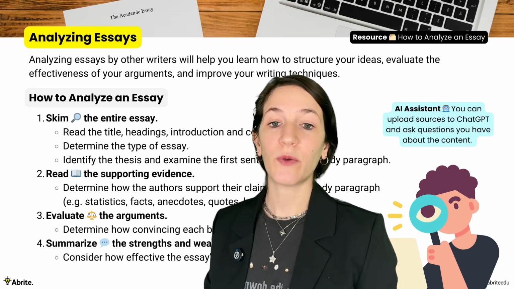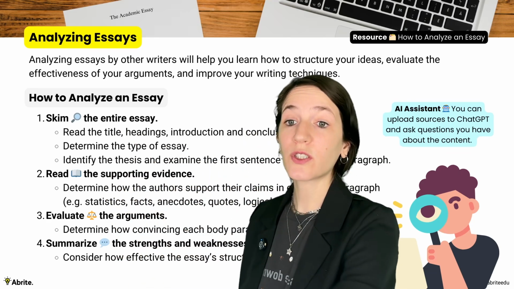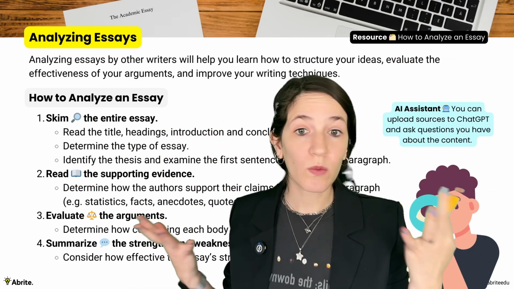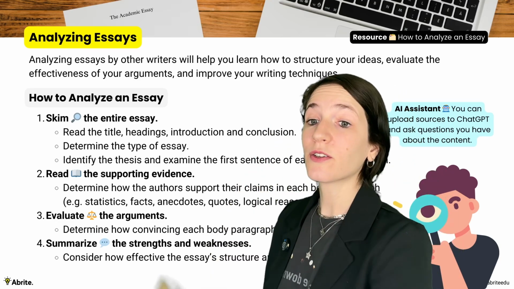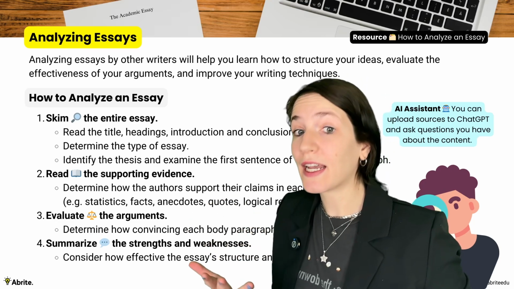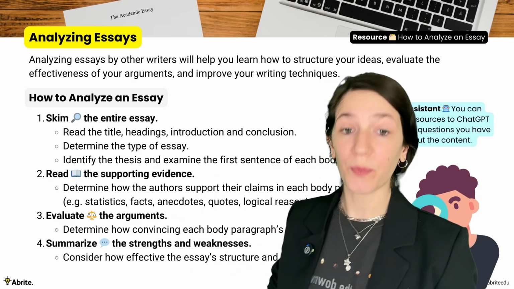To analyze an essay, we can follow 4 steps: skim, read, evaluate, and summarize. First, skim the essay. Read the title, headings, intro, conclusion, figure out what type of essay it is, find the thesis, and find the points. Then read the essay and keep an eye out for supporting evidence. Is the author using stats, facts, anecdotes, quotes? What are they using to support their arguments?